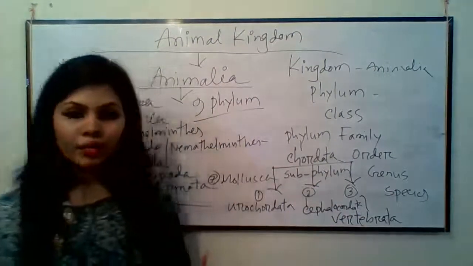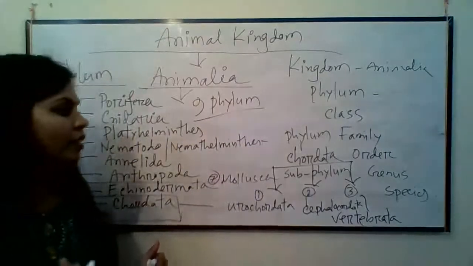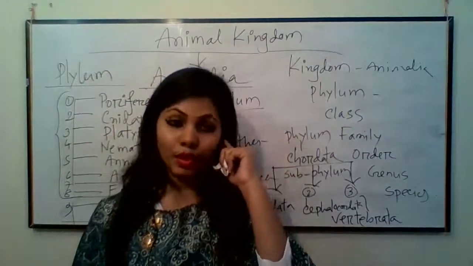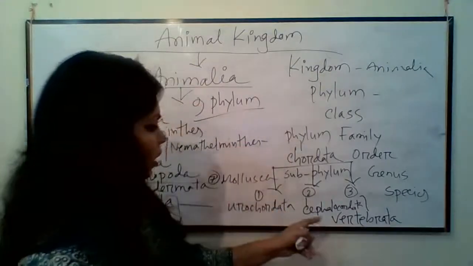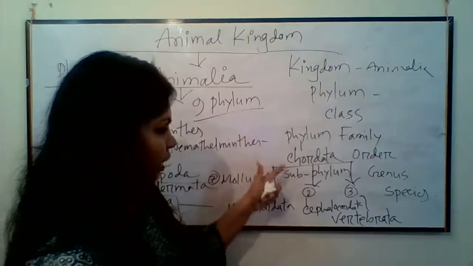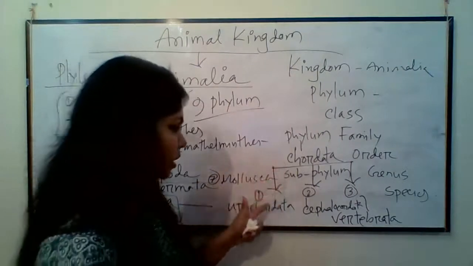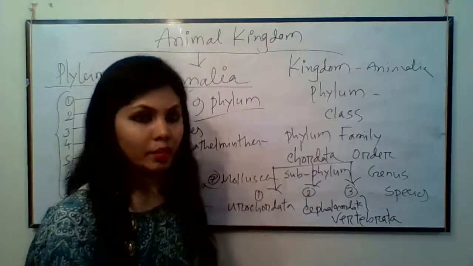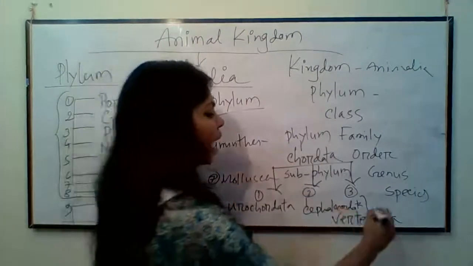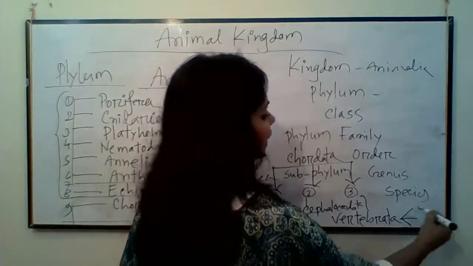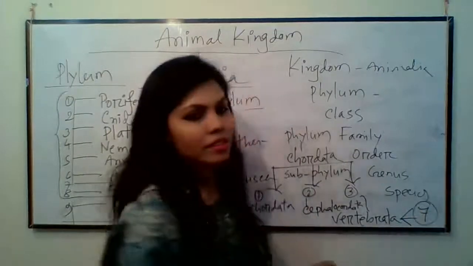3 Vertebrata. Understand? Now, we have many things still to learn. So, how many phyla? 9. And the last phylum, Chordata. Chordata has 3 subphyla: Urochordata, Cephalochordata, and Vertebrata. Now, under the subphylum Vertebrata, there are 7 classes.